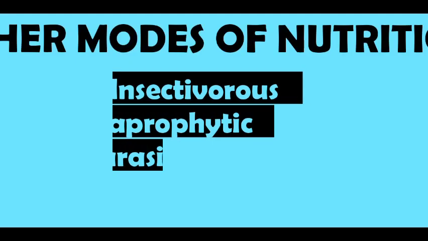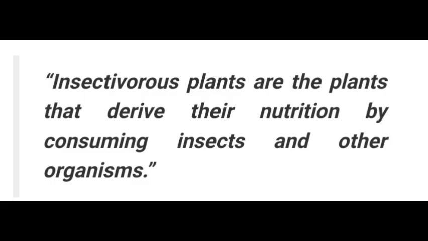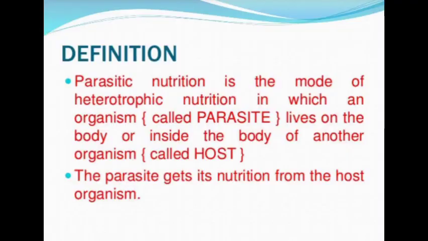There are some other modes of nutrition in heterotrophs. So let's see. The first one is the insectivorous plant. Insectivorous plants are those plants which derive their nutrition by consuming insects. For example, Venus flytrap and pitcher plant. They kill the insects to get the nutrition.